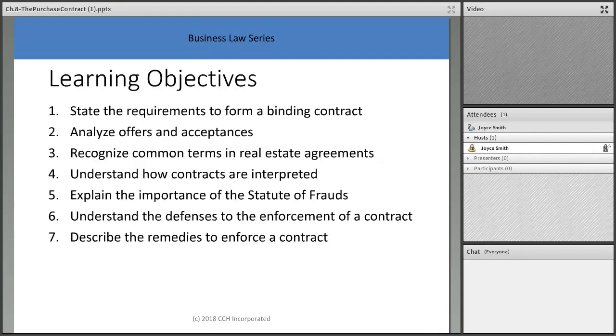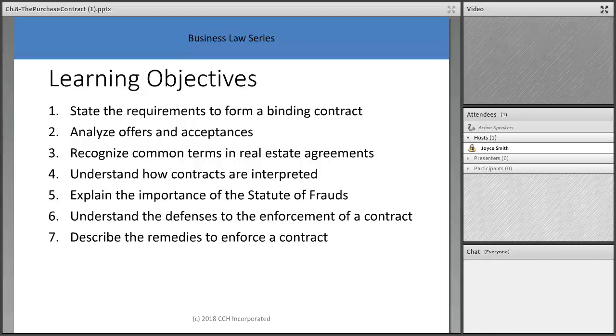We're going to talk about what the requirements are to form a binding contract. How many of you have had a basic business law class? Okay. A contract, whether it's a real estate contract or a contract for purchasing goods or services, is something you'll see in business law. Real estate law piggybacks, except the primary purpose of our contract is the real estate transaction.